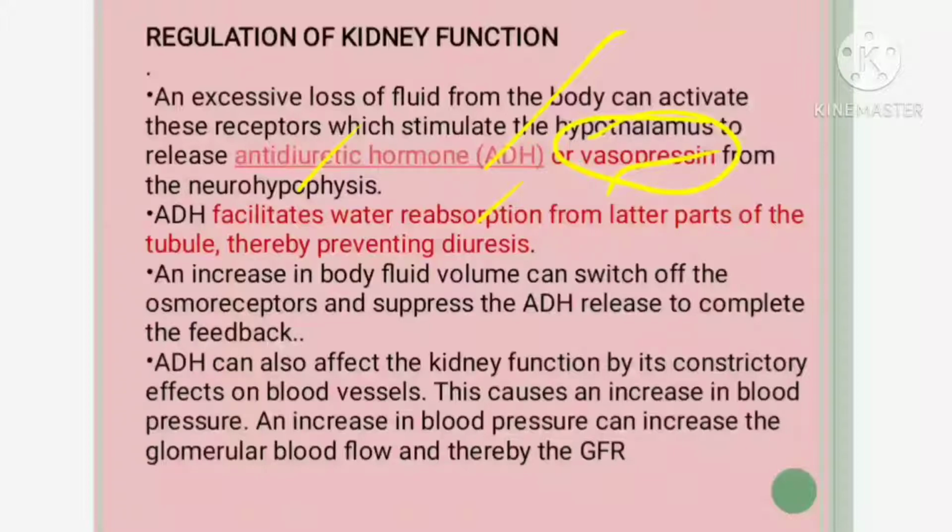Actually what happens is that when ADH is released in the kidney, you know the glomerulus, isn't it? The blood vessels of the glomerulus, which are broader, become narrower, a process we call constriction of the blood vessels. When the blood vessel narrows, the fluid that was passing through finds the size has reduced.